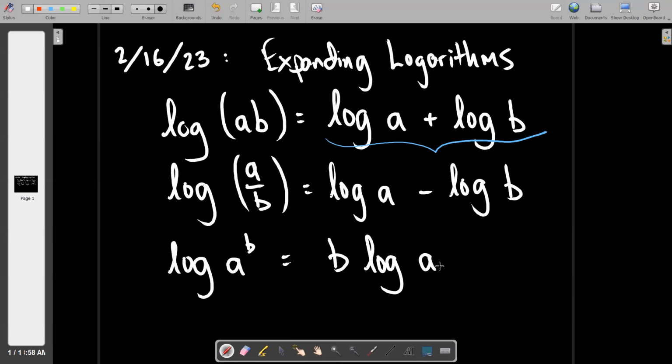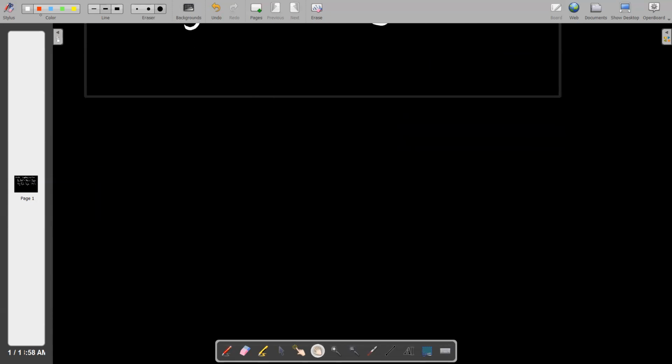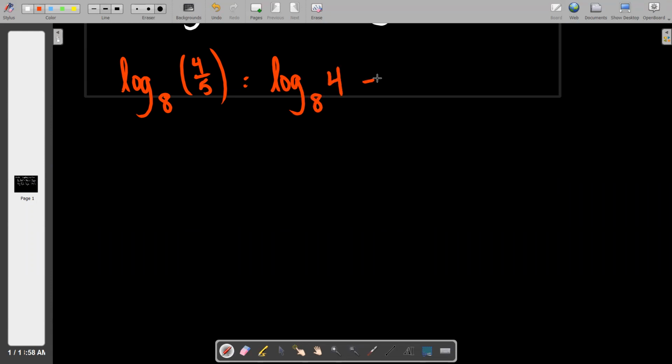So here's a mathematical example. Let's say I gave you log base 8 of 4/5. What would that expand out into? Log base 8 of 4 minus log base 8 of 5. Absolutely. Good. You guys have any issues with anything simple like that? Okay, let's take a look at this one.